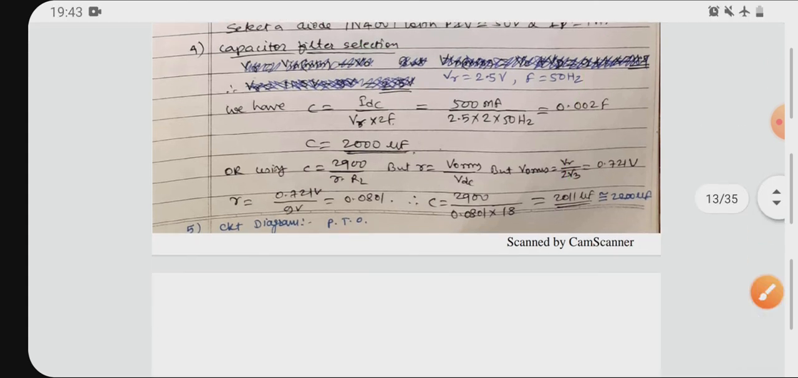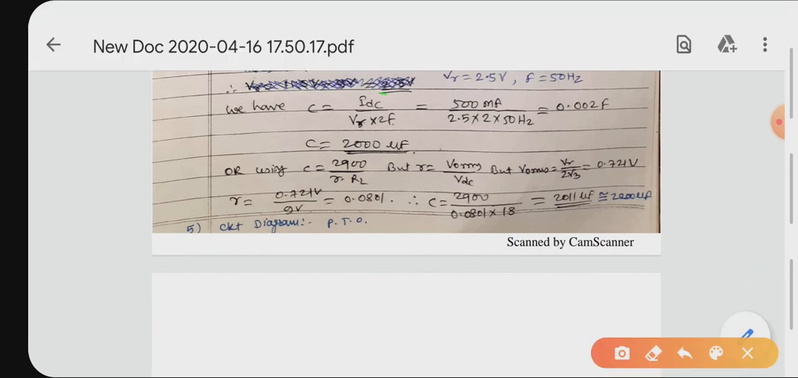Capacitor filter selection, standard formula from the table, C is equal to ID by VR into 2F, or you can use C is equal to 2900 divided by small r into RL. Accordingly you will get the values. Here you will get in farads and here you will get in microfarad, as I told you.